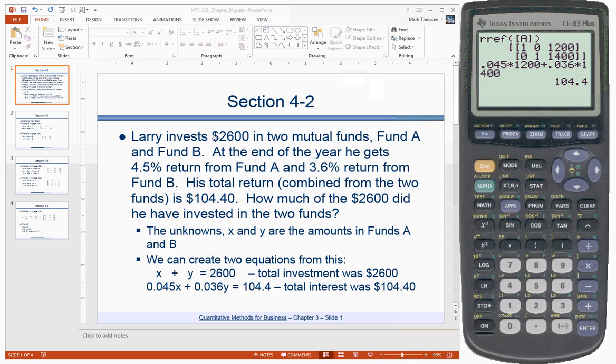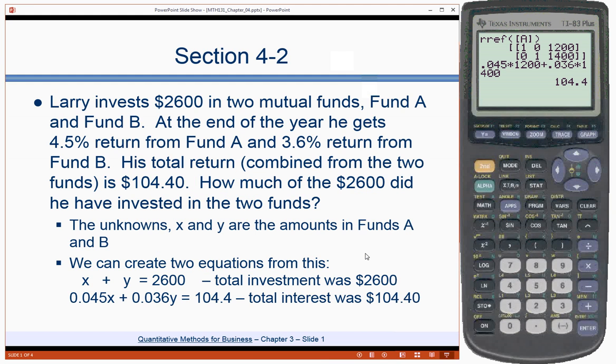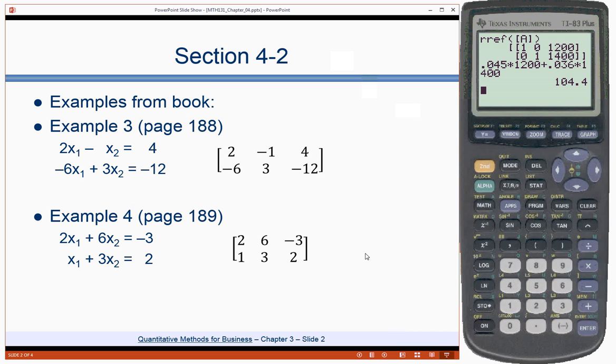Okay, this is part two of the matrix operations on TI-83. What you're seeing on the screen now is the point where we left off last time solving this particular set of equations. So let's go on and look at some more equations, examples from the book. For section 4-2, here's example 3.